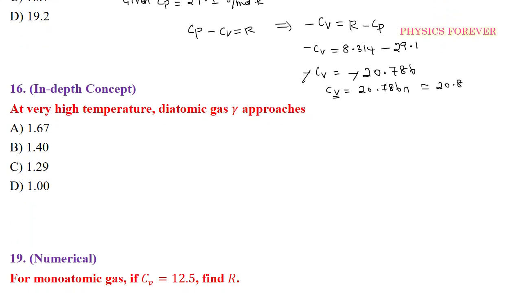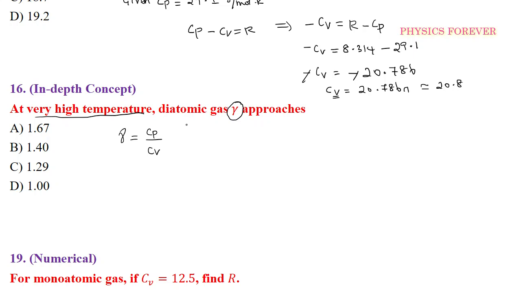Next, question number 16, which is a concept-oriented question. At very high temperature the diatomic gas approaches, we know the relation. What is the specific heat relation, Cp minus Cv, at high temperature? That is the important case. We know that when the degree of freedom increases, the ratio decreases.